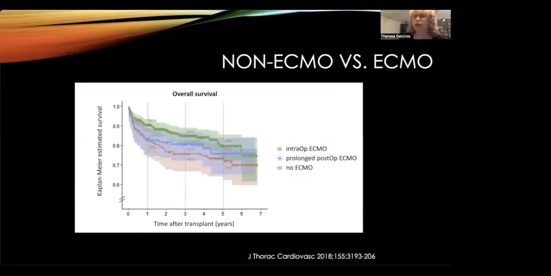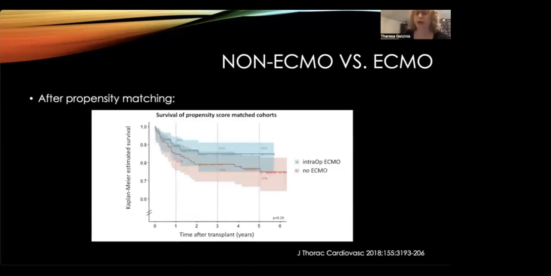survival. In their initial analysis, they found the patients who received VA ECMO had higher survival than those who had no intraoperative support. But after propensity matching, there was no difference between the 2 groups, suggesting that VA ECMO and no support produced similar outcomes. The rate of severe PGD, or grade 3 PGD, was similar also.